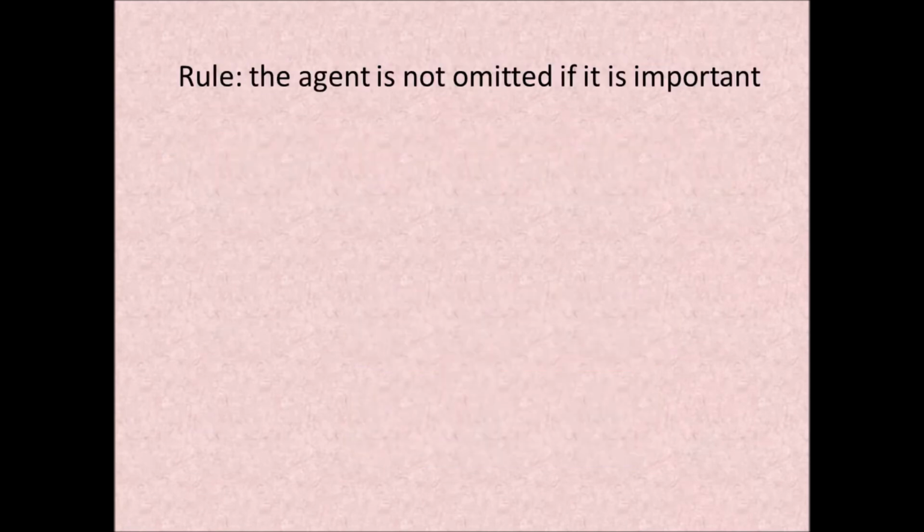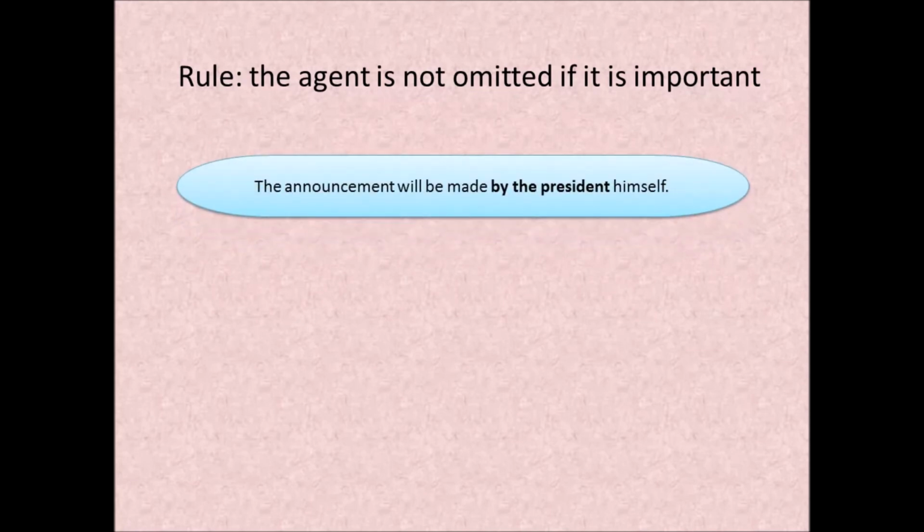The agent is not omitted if it is important, or if it is a specific person. For example, the announcement will be made by the president himself.